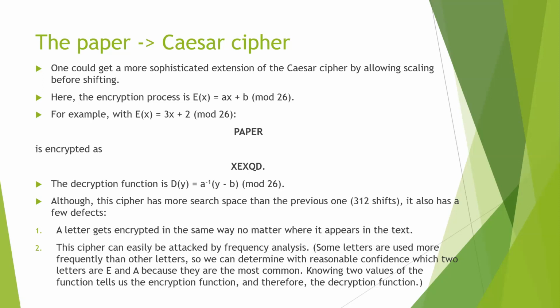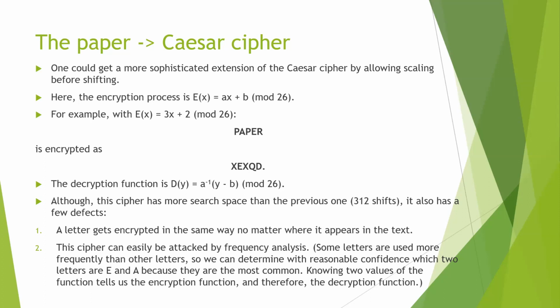The decryption function D of y is A inverse times y minus b. You can actually see this by trying to solve for x in the encryption function: you'll get 1 divided by A times y minus b, and 1 over A is A inverse in mod 26. This cipher this time has more search space. It's not that easy to crack as the Caesar cipher because you're going to scale it. This time it's 312 shifts.